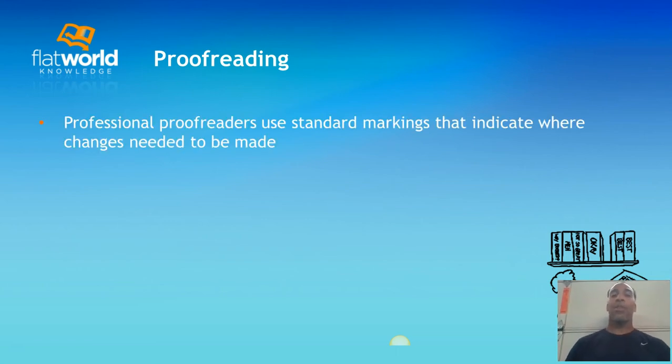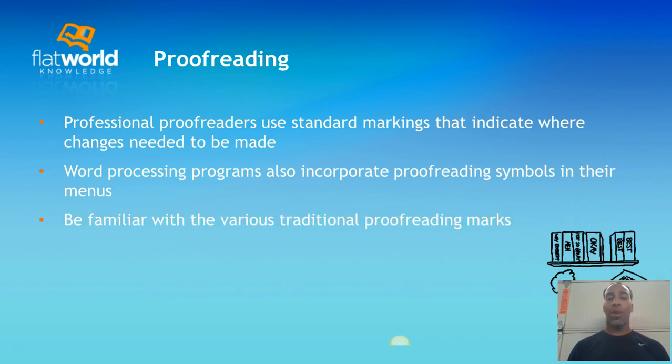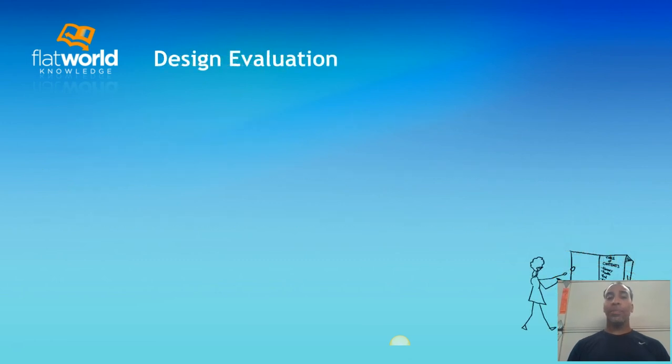Proofreading. Professional proofreaders use standard markings that indicate where changes need to be made. You'll see those in a Word document. And so what I'll do is they'll proofread it. They'll mark it up. They won't fix it. They'll just mark it up and show you where they proofread it. And then you can say, okay, right click. I do agree with these changes. And that's typically how it works. Or they could just revise it for you and then send it back. Word processing programs also incorporate proofreading symbols in their menus, like Word. Be familiar with the various traditional proofreading marks.